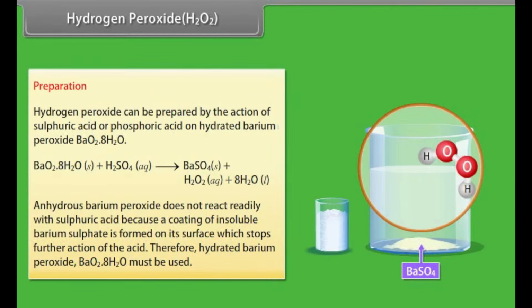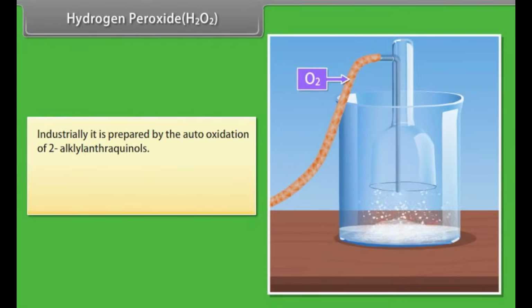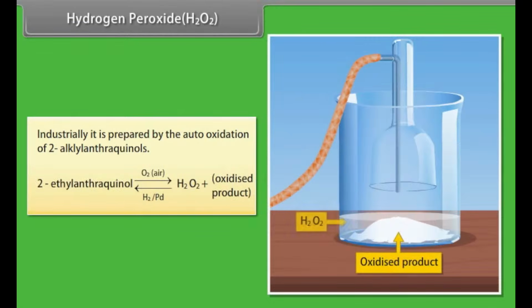Therefore, hydrated barium peroxide, BaO2·8H2O, must be used. Industrially, it is prepared by the auto-oxidation of 2-alkyl anthraquinols. When 2-ethyl anthraquinol is oxidized in the presence of hydrogen or palladium, it gives hydrogen peroxide.